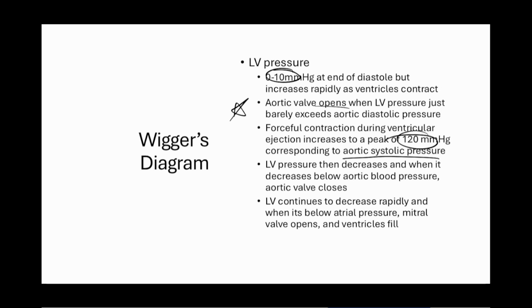Then left ventricular pressure decreases, and when it's below the aortic blood pressure, that's when the aortic valve closes. And we have now isovolumic relaxation. The left ventricle was at like 100, 110 millimeters of mercury. Now it's going to drop all the way back down to like 0 to 10 millimeters of mercury again. And this whole process keeps going along as those pressure changes, those pressure differences, are there. So this is what happens with left ventricular pressure.